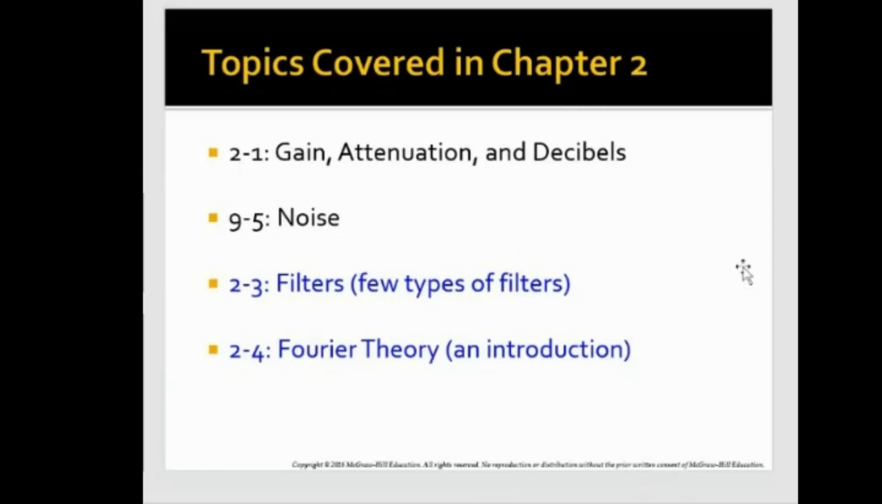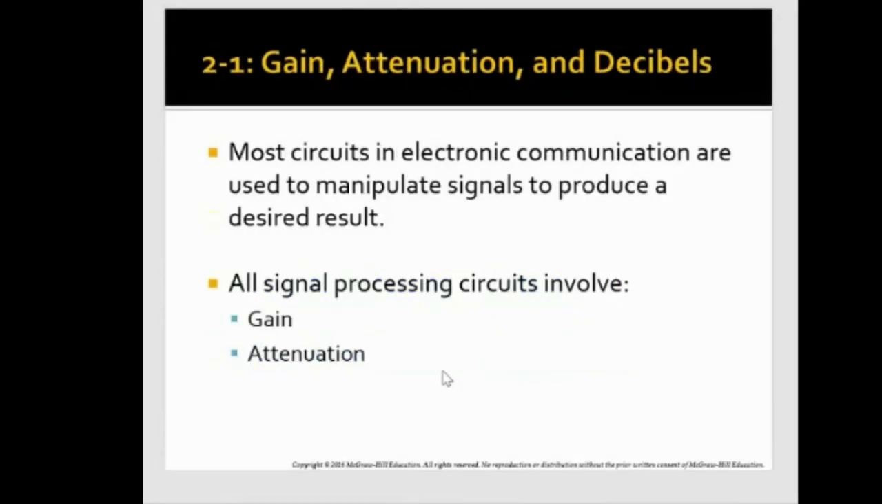As we said, we talk about gain, attenuation, decibels, and noise. Noise comes from chapter 9.5. I have a little bit on filters and Fourier theories, just a very brief introduction, because it is not within the syllabus of your subject, but I want to include a little for your next topic, so at least you are prepared.